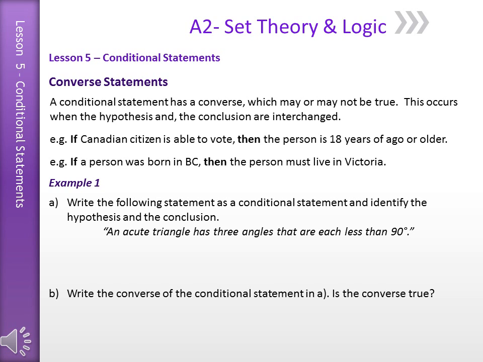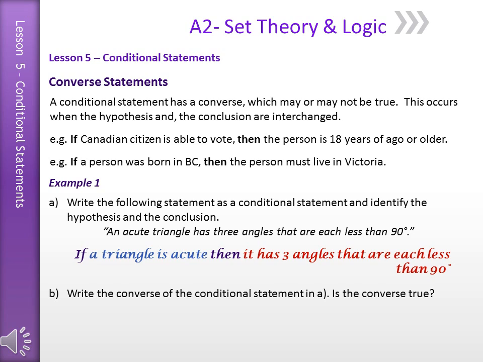Let's look at an example. We're going to write the following statement as a conditional statement, really just meaning adding the if and then, and identify the hypothesis and the conclusion. An acute triangle has three angles that are each less than 90 degrees. So the conditional statement would be, if a triangle is acute, then it has three angles that are each less than 90 degrees.